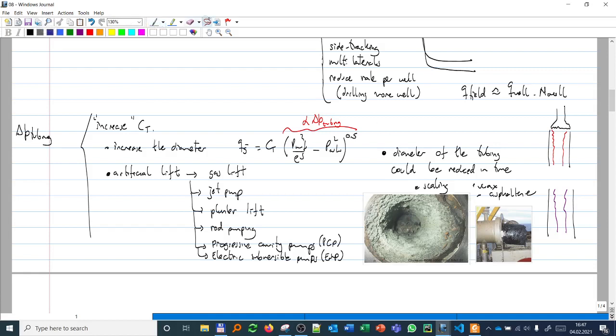So here I should say these are measures to mitigate phenomena that cause tubing diameter to be reduced in time.